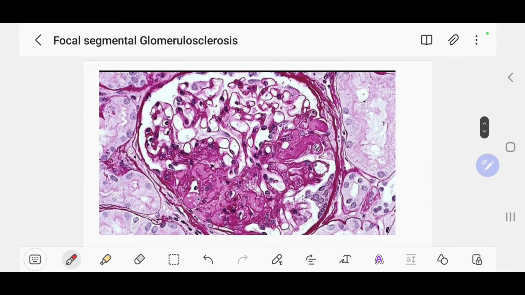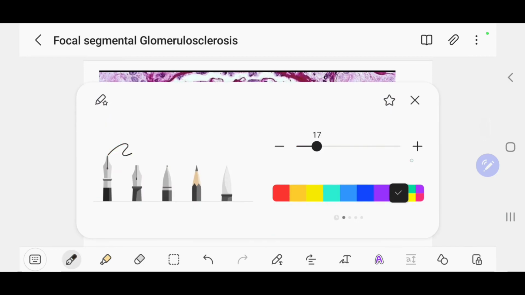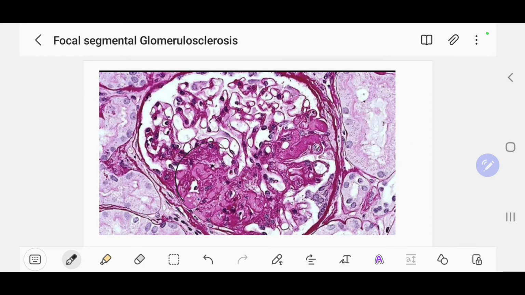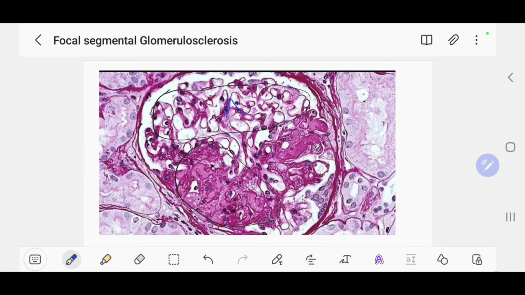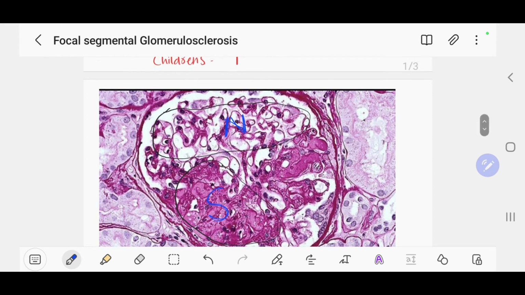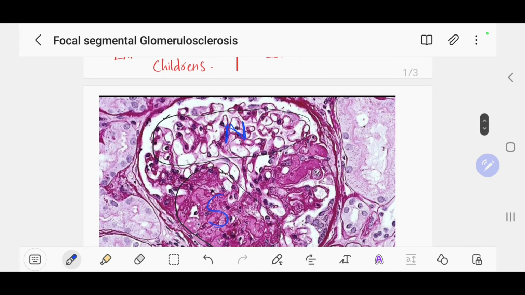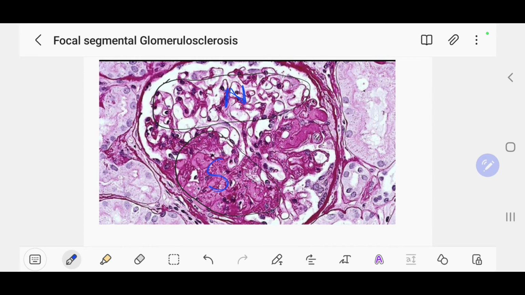Okay, now look here, let me change the pen. This is the part where sclerosis occurs, and this is the part which is totally normal. So I will write N for normal, S for sclerosis. So this is the focal segmental glomerulosclerosis. So some segments, and this is one glomerulus, some glomeruli will be involved.